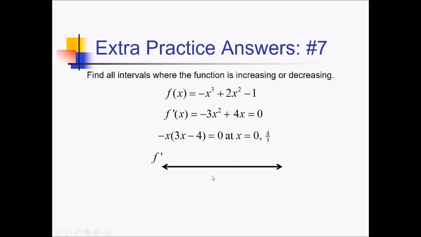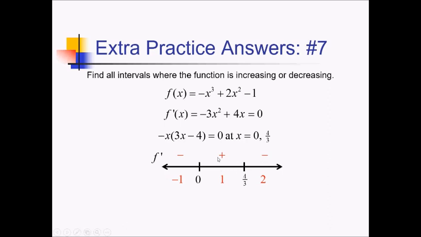So here's an f prime number line. We've got 0 and 4/3 as my critical values. And now I'm just going to plug these things into this factored version of f prime. So something less than 0, let's try negative 1. That gives me a positive, times, let's see, 3 times negative 1 minus 4 is negative. So that's a positive times a negative, which gives me a negative overall. Now something between 0 and 4/3, how about 1? That gives me a negative times another negative, so that's positive. And then something bigger than 4/3, like 2, that's a negative times a positive, which comes out negative.